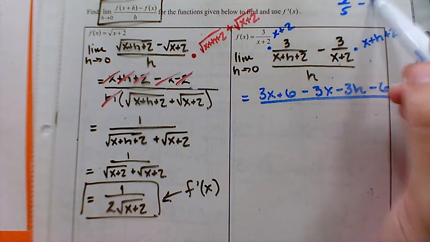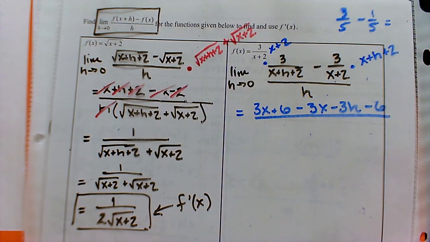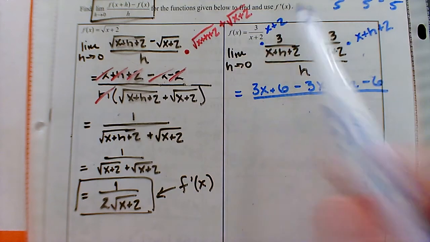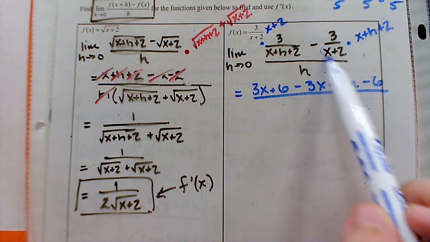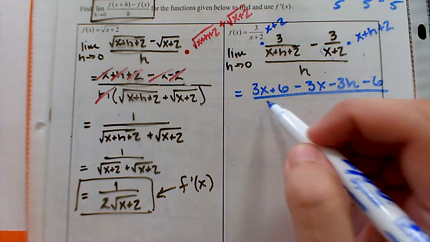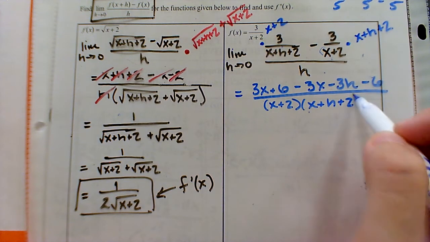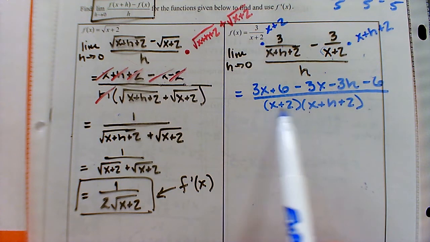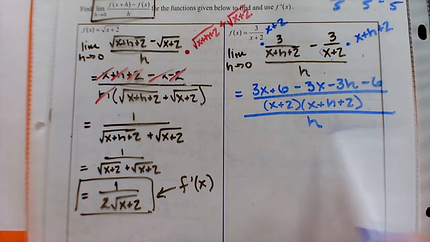If I had 3/5 minus 1/5, that would be 2/5, right? You keep the common denominator. So if we have an x plus 2 times this denominator, and again another x plus 2 times that denominator, our common denominator would be x plus 2 times x plus h plus 2. Okay, so we subtracted the tops. Okay, we combined the numerators, but we're keeping the common denominator. And let's not forget that all of that is over h.